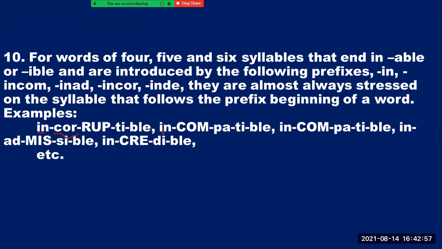incorruptible, incompatible, then incompatible, inadmissible, incredible. All right, so these are the rules that apply.